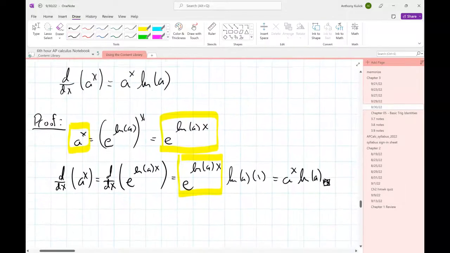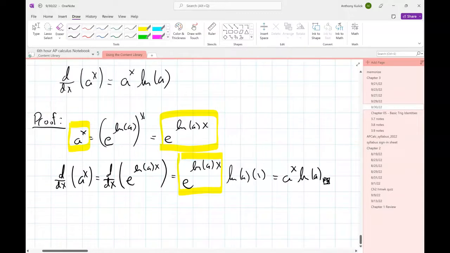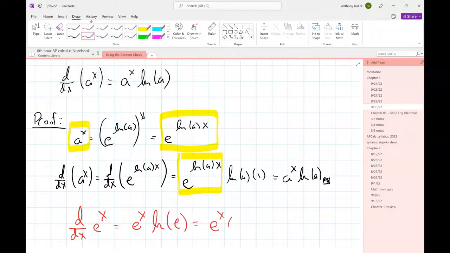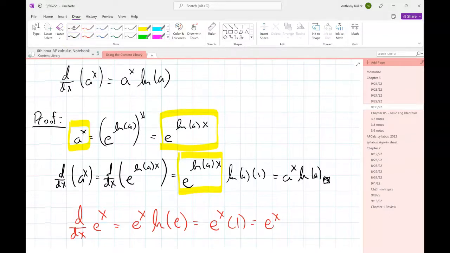Well, that's not so bad, Mr. Kulik. And now you can really see that the derivative of e to the x is just e to the x, right? Oh, okay, sure. That's why.